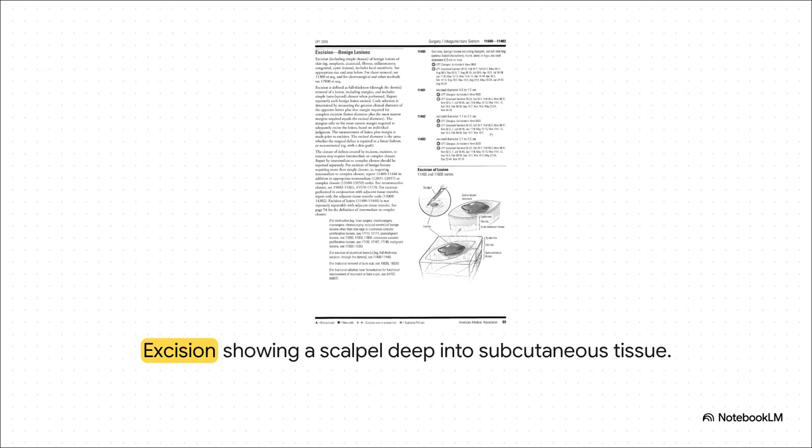It's removing the entire lesion block, slicing all the way down through the dermis and right into that subcutaneous layer we identified earlier. That right there is exactly what a true full-thickness excision looks like in real life.